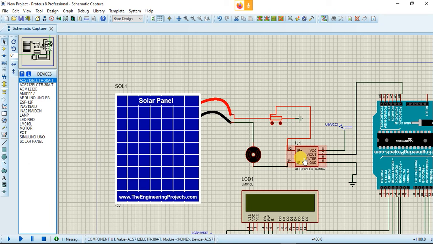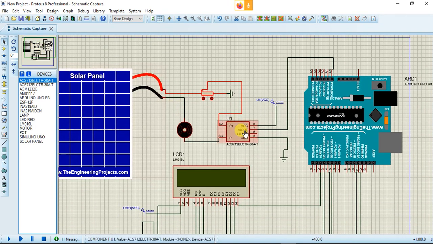And here is the sensor. The current sensor's model is ACS712, and we have supplied it with 5 volt power and connected it to ground. So mainly the current sensor is sensing the current from the solar panel through the potentiometer, and the solar panel is connected with the motor.